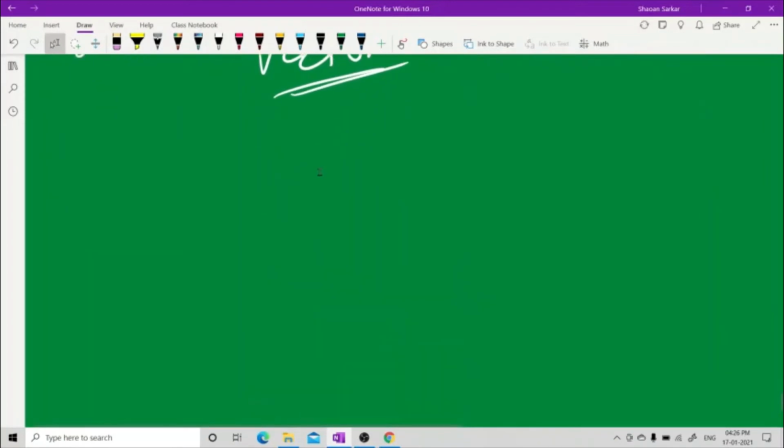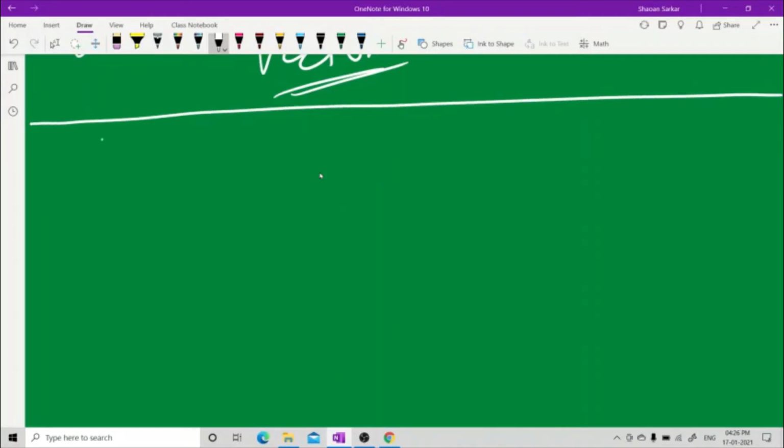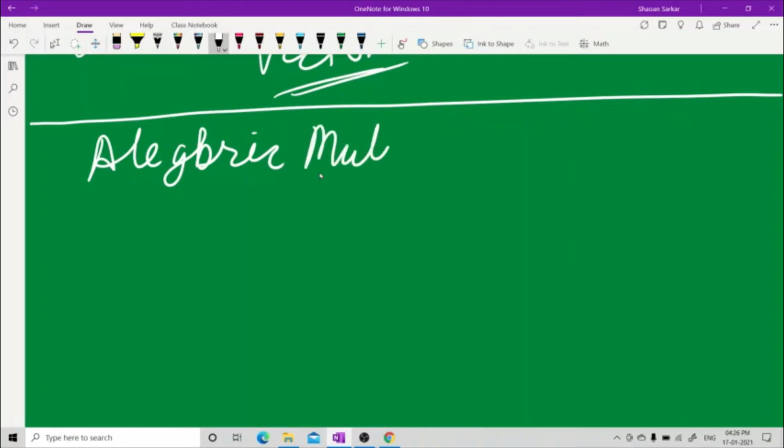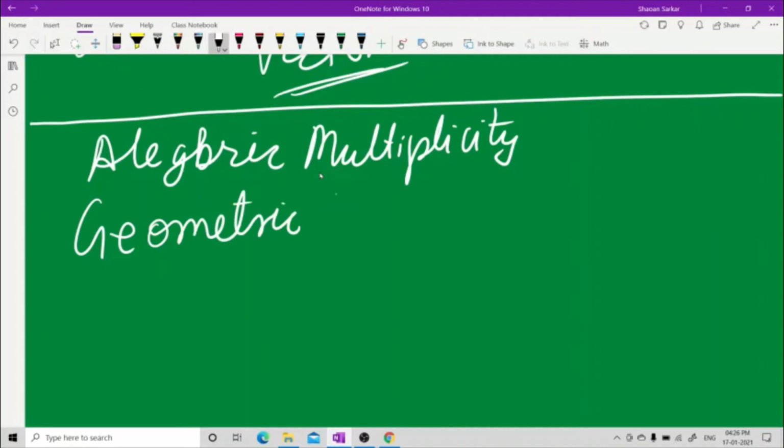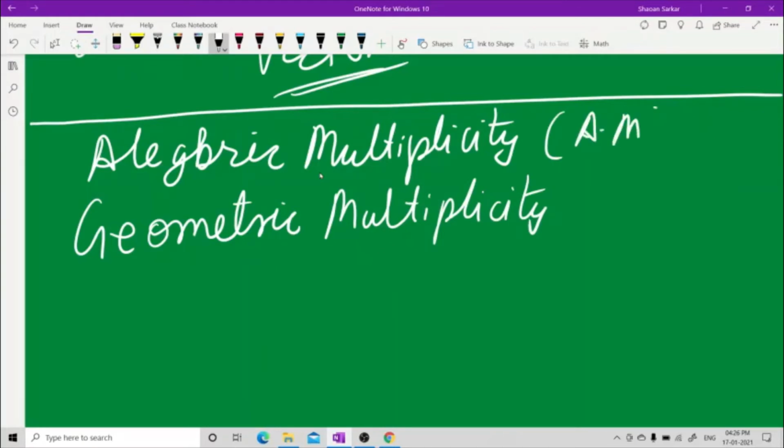Now we will see a question in which you will see the situation. Here you got distinct eigenvalues. Now let's understand something called algebraic multiplicity and geometric multiplicity. In short, I'll call it AM, and I'll call this GM.